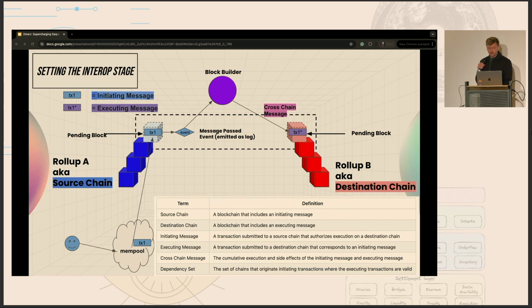Okay, so I'll go into rollup interop now. Hopefully this diagram's pretty self-explanatory.